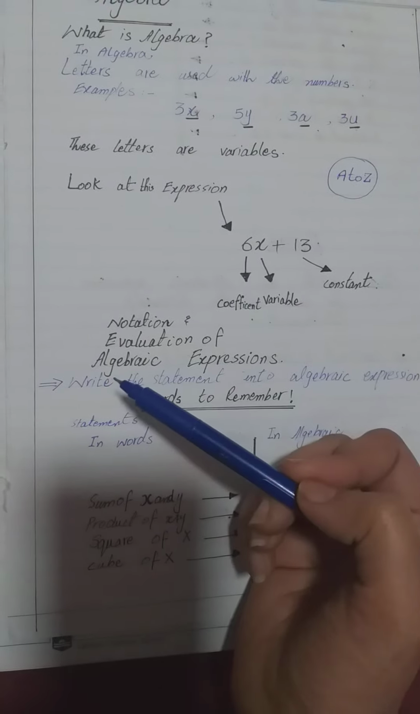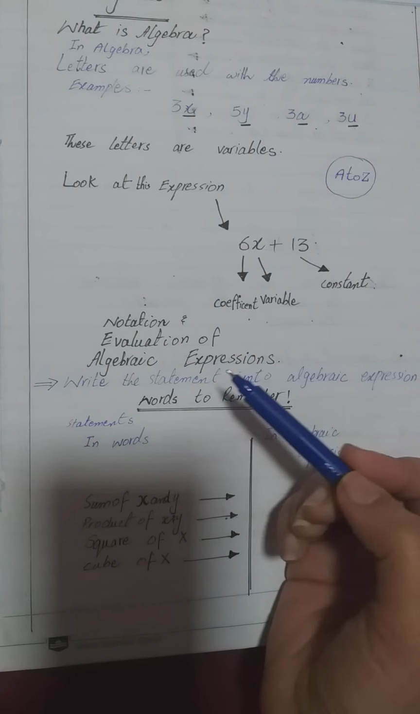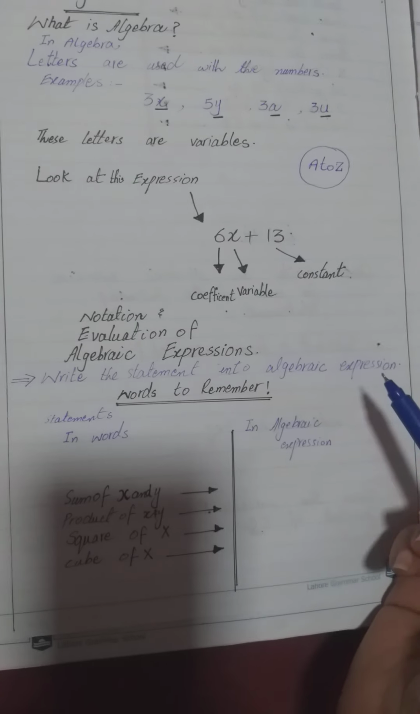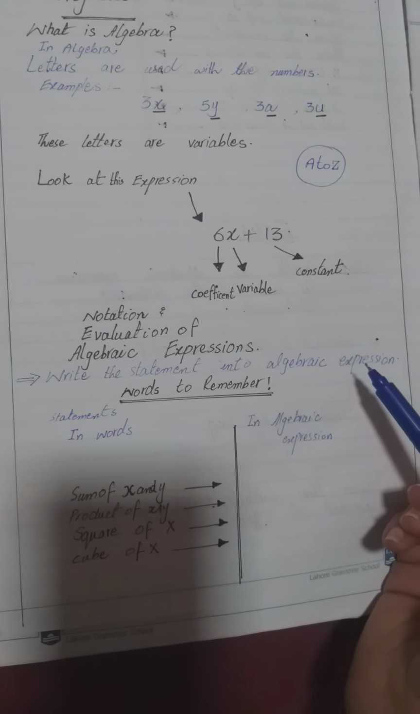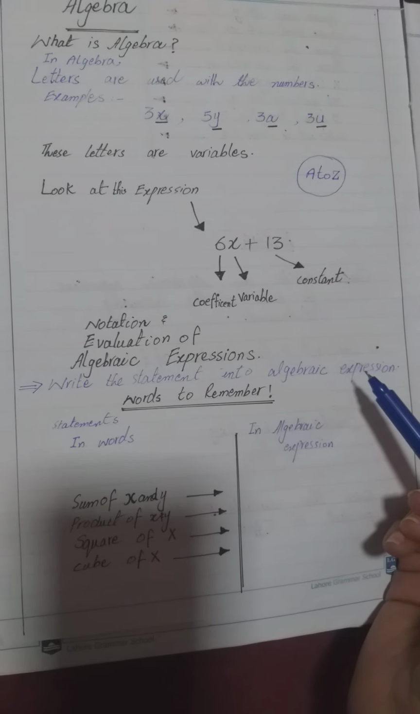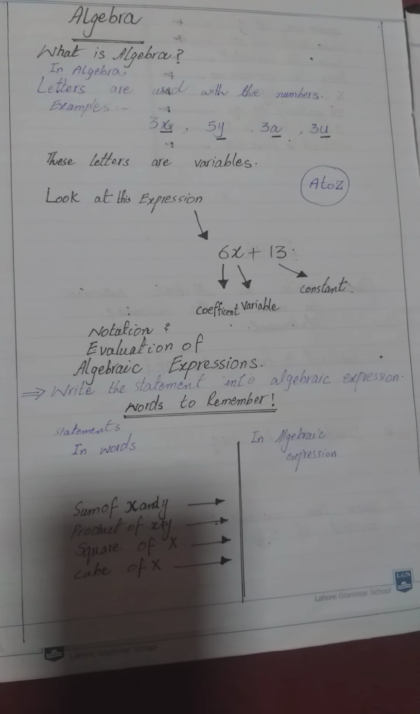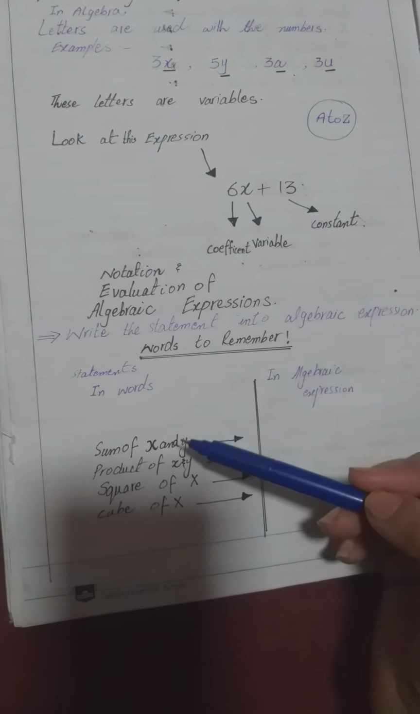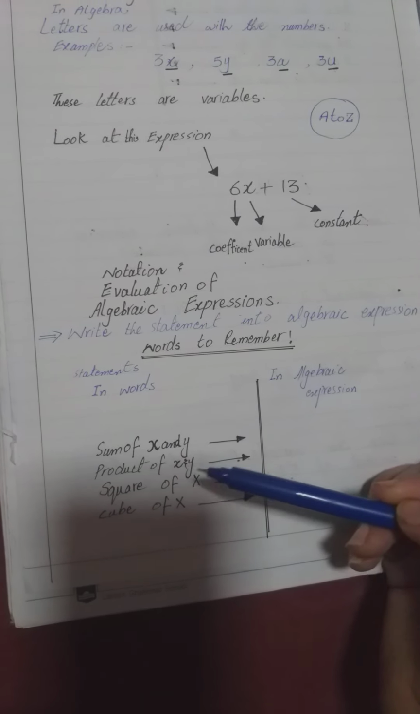Now, notations and evaluations of algebraic expressions. Write the statement as an algebraic expression. This is the first question of exercise 4a. Before starting exercise 4a, let me revise some basic concepts. Write these words to remember in your notebook.